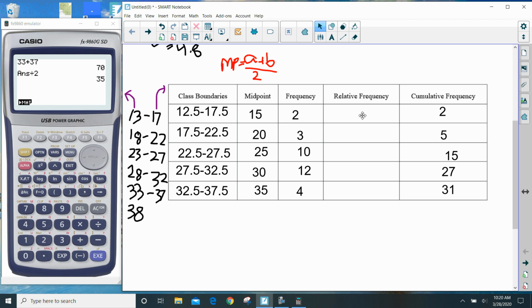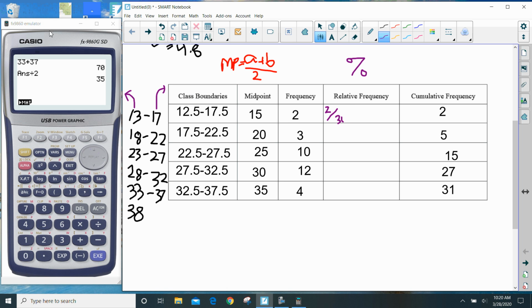Okay, last but not least, the relative frequency. The relative frequency is most closely related to a percentage, like as a decimal. So in this very first one, we see that we have a frequency of 2 out of a total of 31. 2 out of 31 would be that.